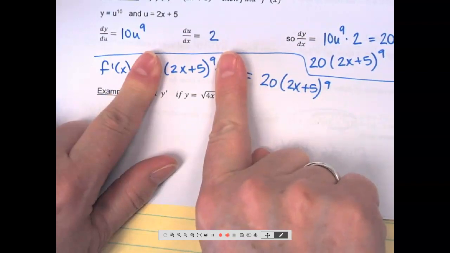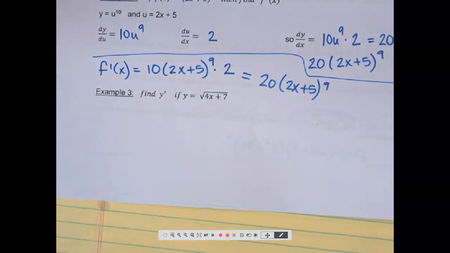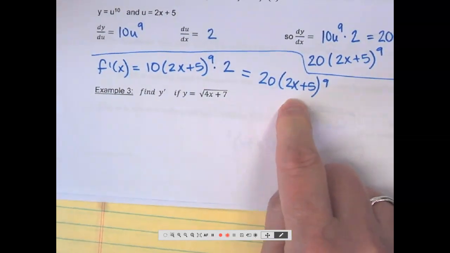Then I could distribute the 20 to all that. So, yeah, I would definitely stop there.